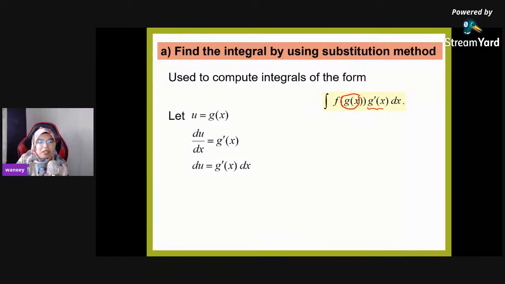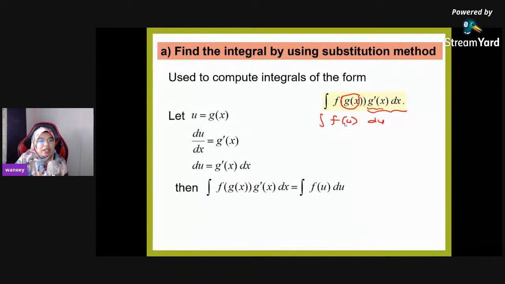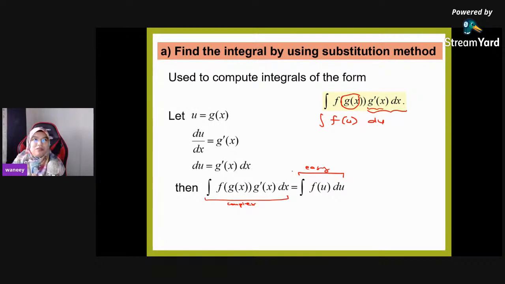Okay, so what happened here is that this can be changed to f(u) g'(x) dx. This is actually du. So we integrate f(u) du, and then it will be quite easy to integrate. So this one, we usually get something that looks a bit complex, or more complicated. This one should be quite easy to integrate. So you can easily use your basic rule of integration to integrate them.